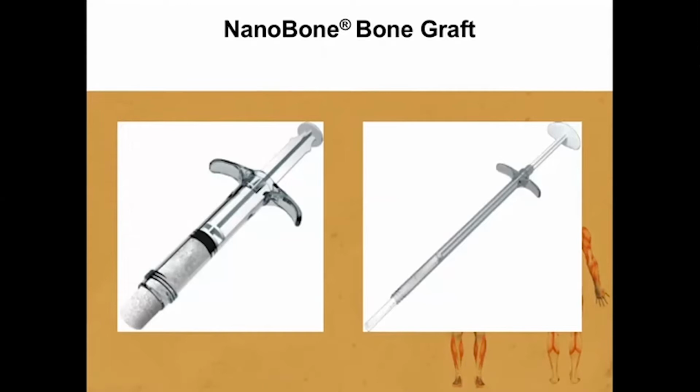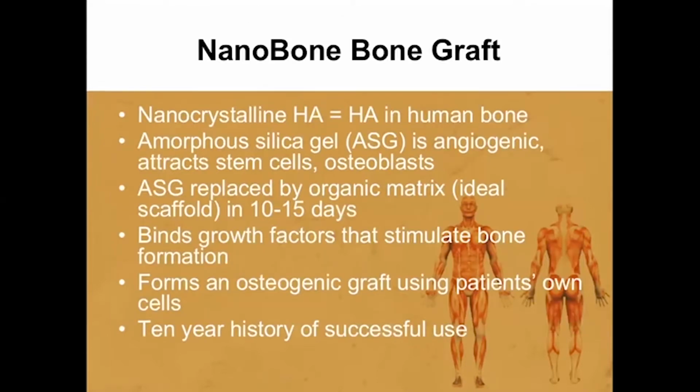NanoBone, as we know, is a little different. Being a synthetic product, the difference in using the nanotechnology is the fact that it's actually at a nanoscale. So the hydroxyapatite is actually equal to that size of human bone. When we talk about it, it's really this ASG, this amorphous silica gel, that is what allows it to be such a powerful product. Essentially what happens is it allows angiogenesis, attracts the stem cells and osteoblasts, which lead to the bone forming cascade. And then I'll go over how that forms in as early as 10 to 15 days as compared to what we typically would see as 4 to 8 weeks in other uses.